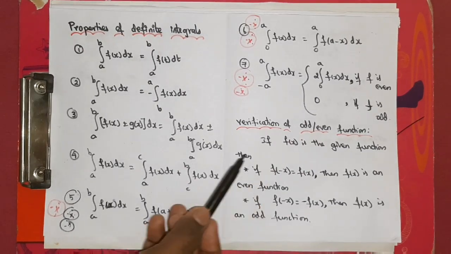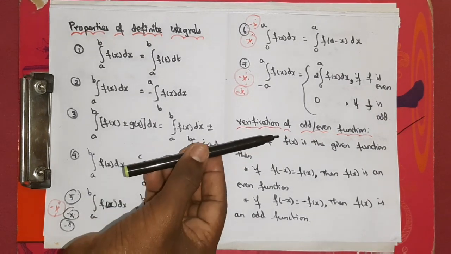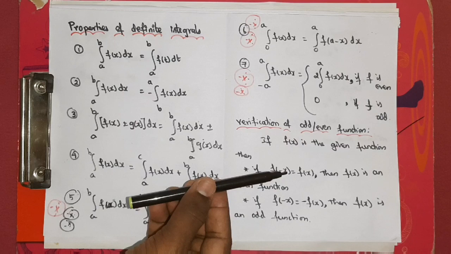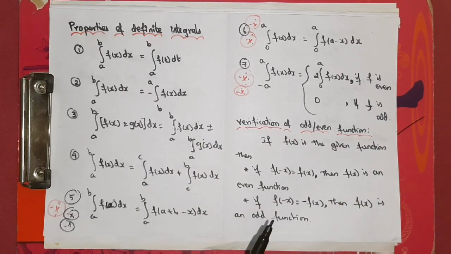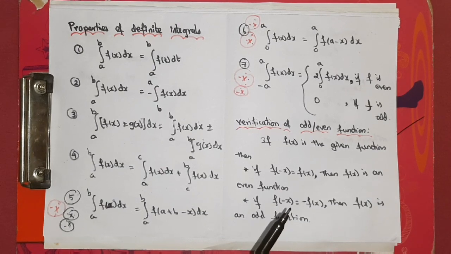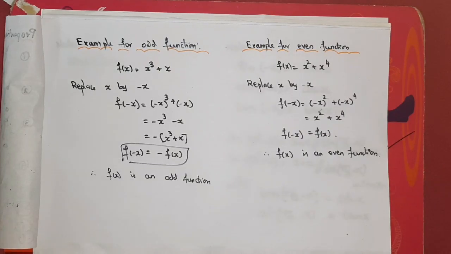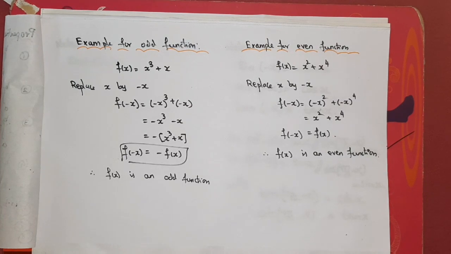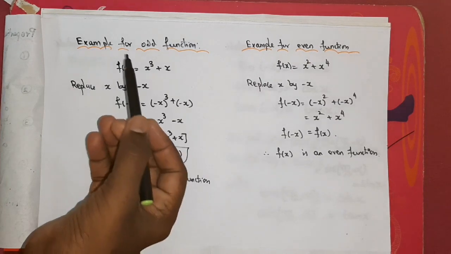So what will you do when you get a function? Just apply minus x in the x place. If you get an answer equal to the original function, then it is an even function. When you replace x by minus x in the function, if you get an answer which is the negative of the original function, then it is an odd function. Now we are going to see some examples of how to verify odd and even functions.